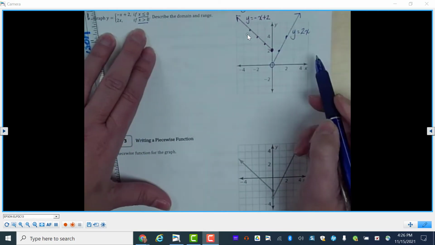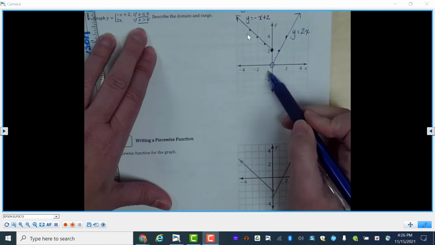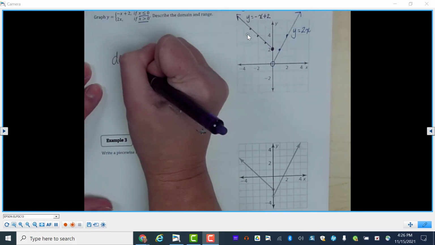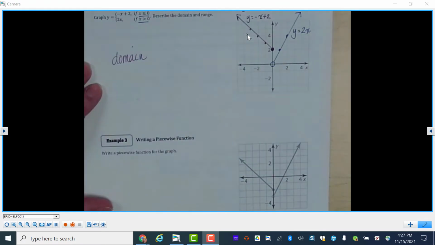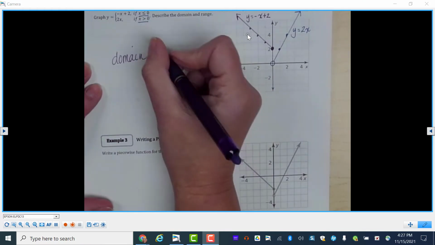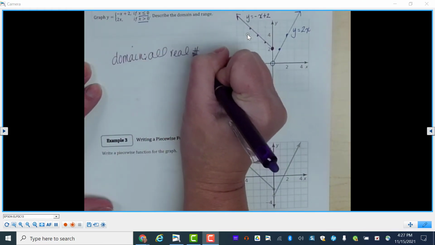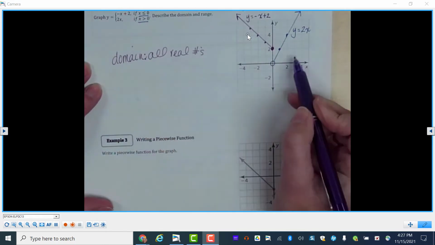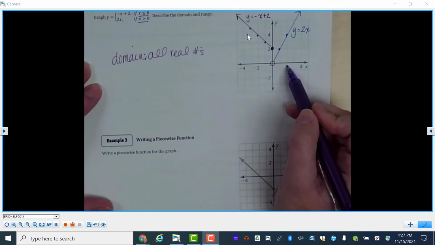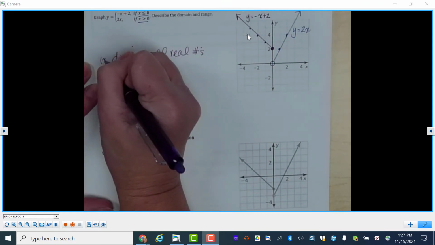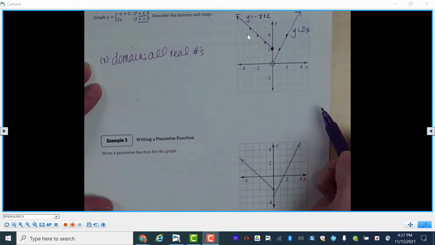Now, we do have those descriptors. That's why I don't have anything over here or over here for this graph. Now, let's talk about the domain. My domain here is all real numbers, okay? Because if I had x is 2, it's on this graph. If I had x is -2, it's on this graph. So I'm talking about both graphs here, not just one.